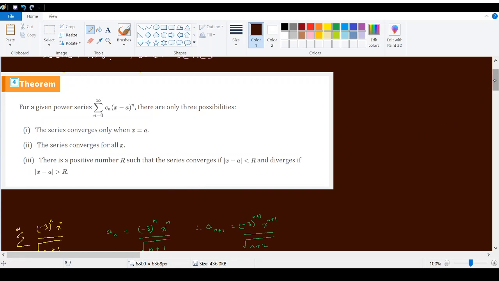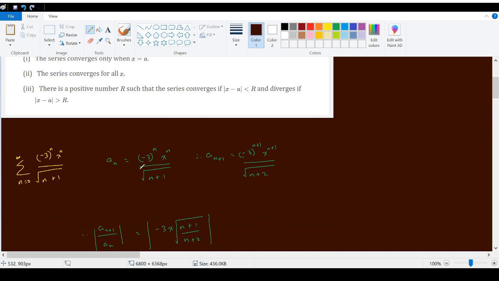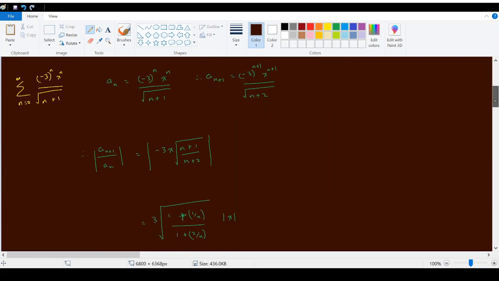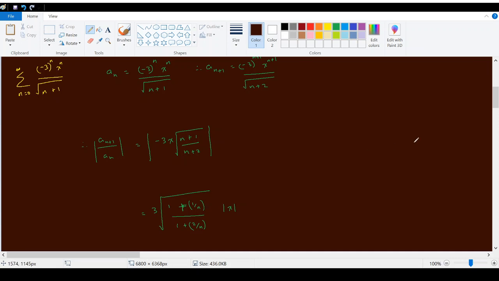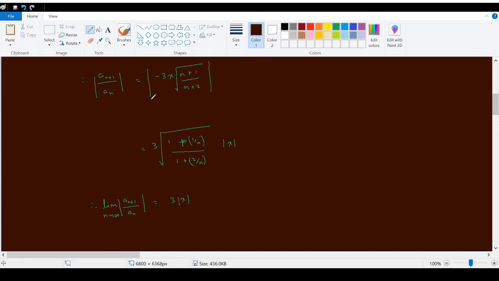actually we have to just use the theory of the ratio test, and let's see what category that this series will fall under, right? And to do the ratio test we need an and an+1, so an will be this whole thing, and accordingly we can get the an+1th term, and then when you get the ratio you will have this one. So once you get the limit of this ratio you will have 3 times the modulus of x.